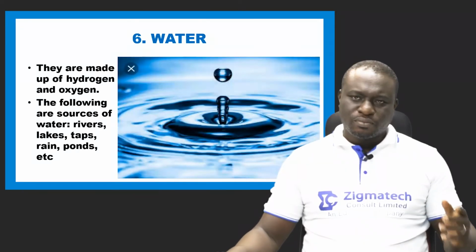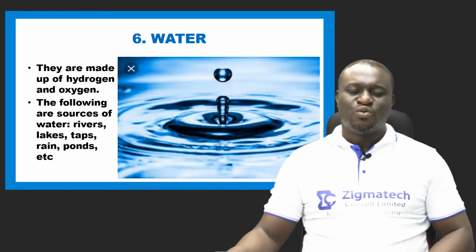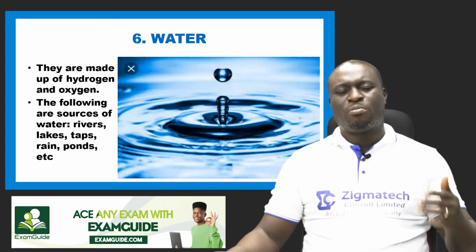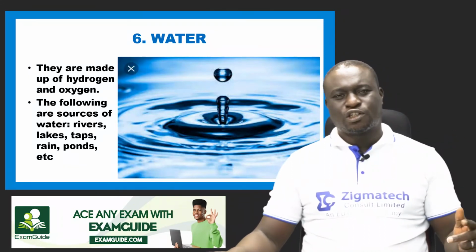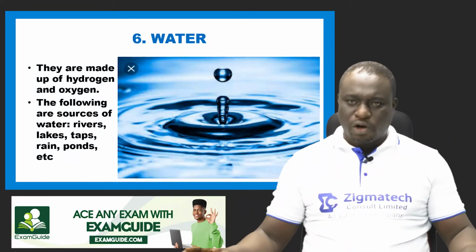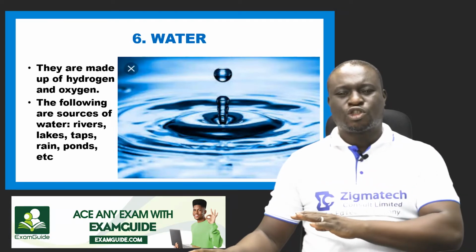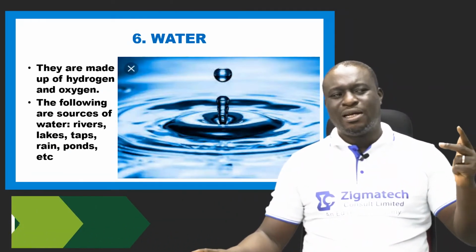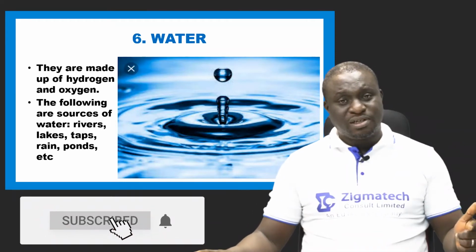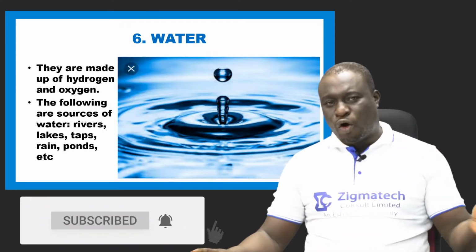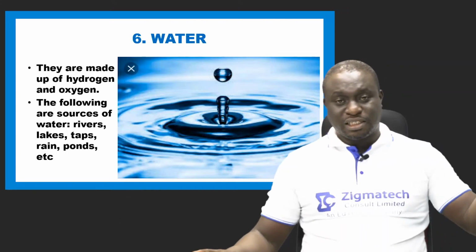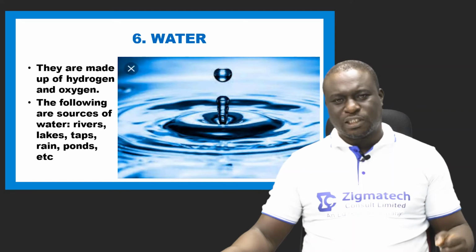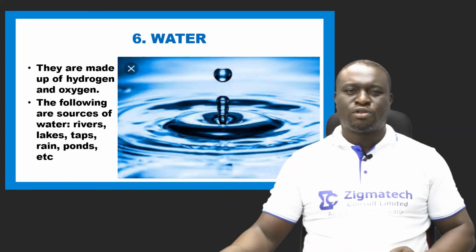Number 6 is water. Water is also a class of food. Now, water is made up of hydrogen and oxygen in the ratio 2:1. Now, there are several sources of water. We have rivers, we have lakes, we have taps, we have rain, we have ponds, and so many others. Sea, ocean, these are several sources of water. Now, quickly, let's move to the importance of water.